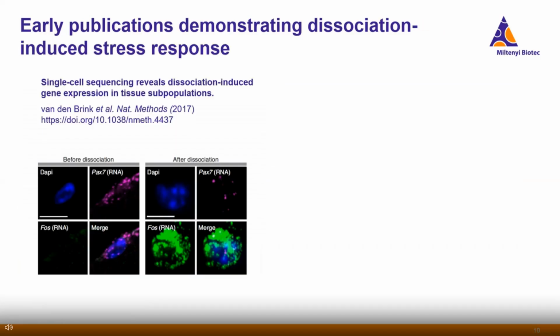In an early single-cell RNA-seq experiment of dissociated and FACS-sorted muscle stem cells, the authors discovered that a subset of cells express high levels of stress-associated immediate early genes, including FOS. They performed single-molecule RNA FISH to demonstrate that immediate early gene expression is an artifact of dissociation.